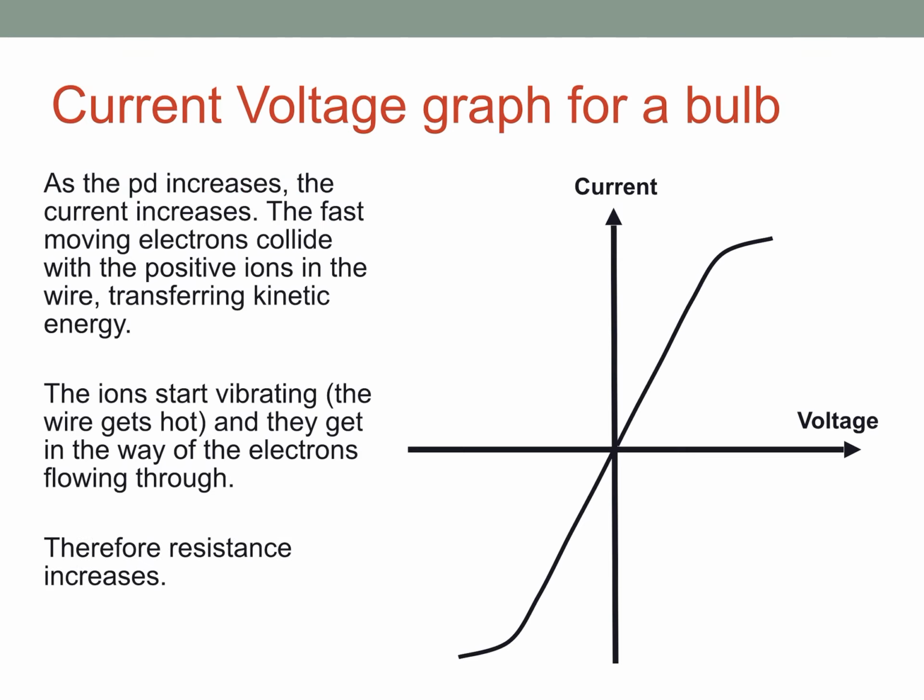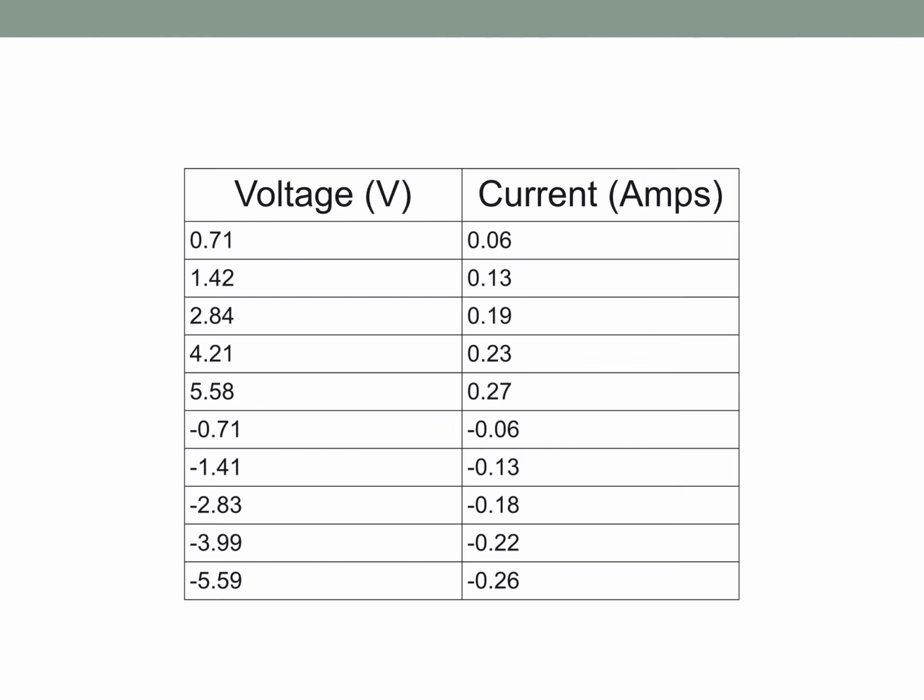Therefore, the resistance increases. As you increase the voltage and the current, the ions in the wire start vibrating, they get in the way more, the wire gets hot, and the resistance increases. That's why you get that tail off. You can't go on increasing current because the resistance has got too high. So again, please add this to your bulb graph, that would be fabulous. Don't forget your title. And again, I'll go through a model as to why.